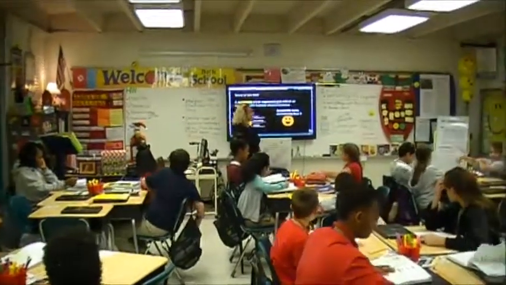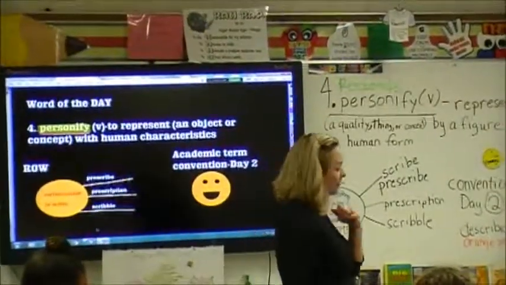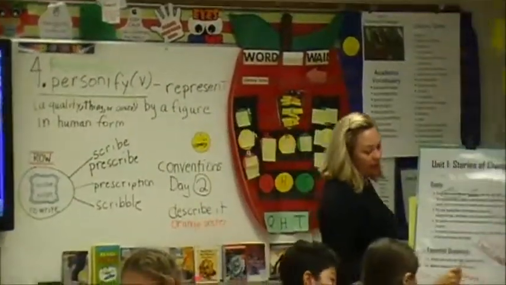And girls, your word of the day is personification. Please write it down, and we're going to go over it. I'll give you a few seconds. Please write it down now. A few seconds, highlight and underline it.